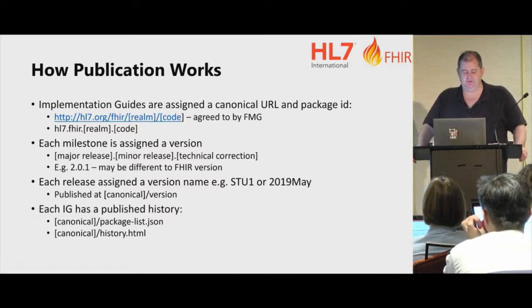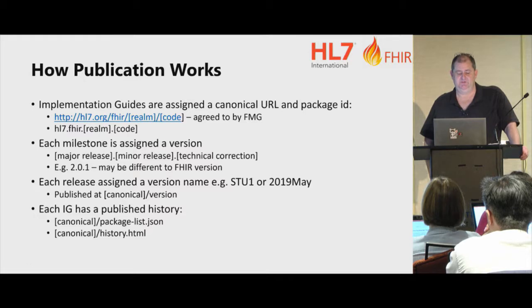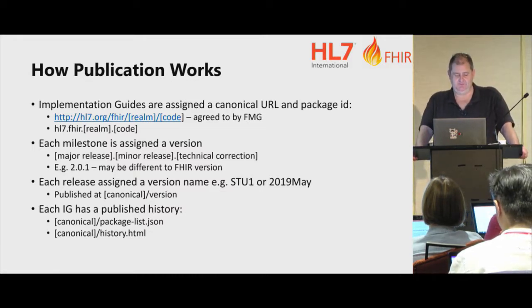HTTP or HL7.FHIR.realm, and the primary realms that you'll see is US, UK, CH for Switzerland, AU for Australia, and UV, which is universal, global. So UV is international. That's another weird code that we chose and have stuck with. And then a code is agreed to when we first define the IG, and we try to choose a code that's a reasonable human reference, so core or DaVinci-PASS or whatever.